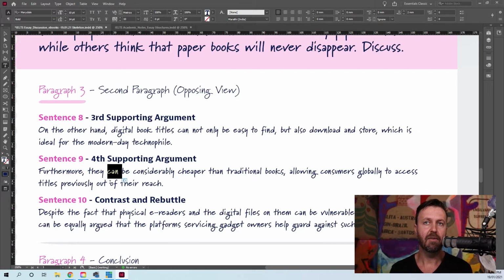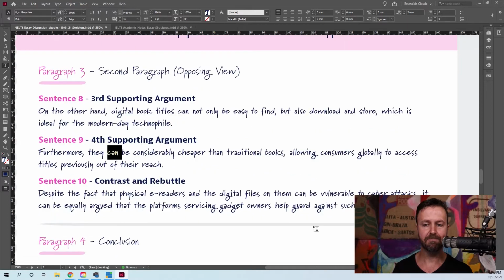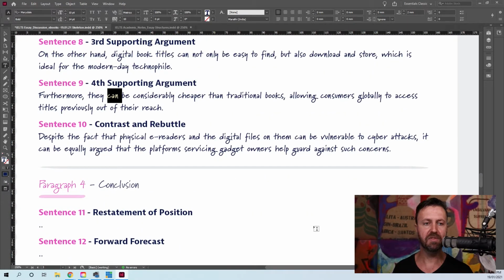So can is, I mentioned in the last episode as well, a really important word for analytical essay writing. It allows us to show the examiner that we don't necessarily know all the facts, and we're also not going to take the position that we do know all the facts. We're simply taking a position that, you know, this is sometimes the case, and that's actually quite good writing. So despite the fact that physical e-readers and the digital files on them can be vulnerable to cyber attacks, it can be equally argued that the platforms servicing gadget owners help guard against such concerns. Cool. So that's a pretty strong essay, guys.